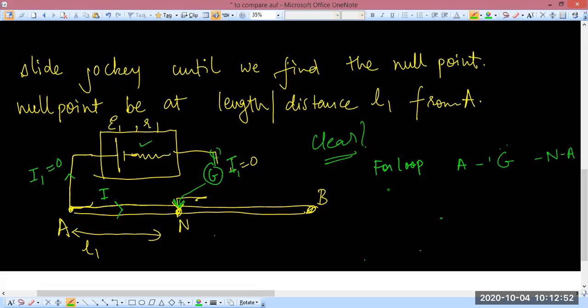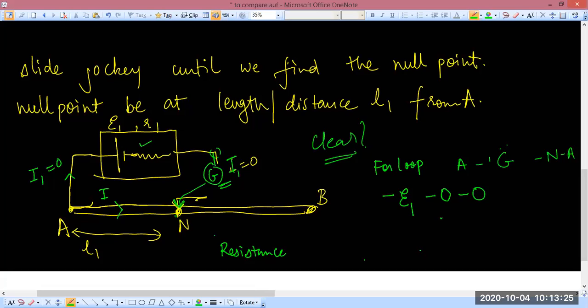So minus epsilon 1. Clear? Then there is no current, right? So 0 for internal resistance. This galvanometer also would have some resistance. Any instrument has its own resistance, right? This galvanometer will also have its own resistance. But there too, there is no current. So that's why 0 for galvanometer. Clear?